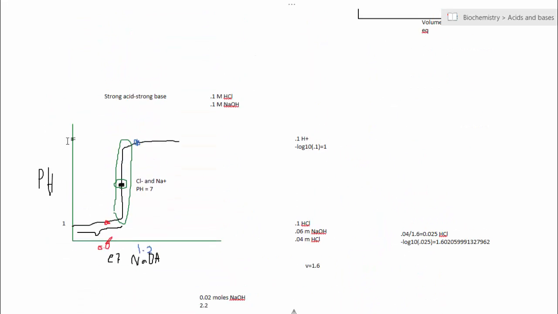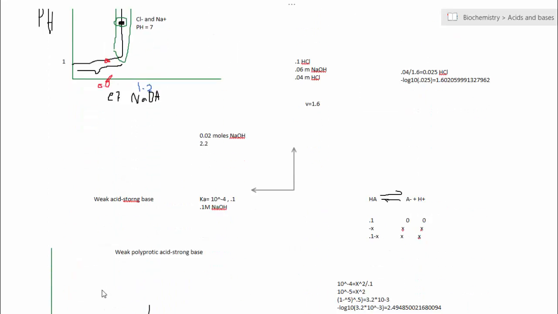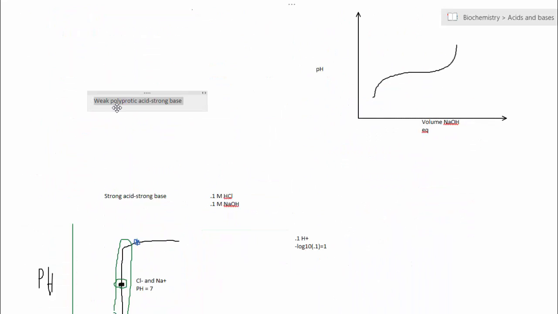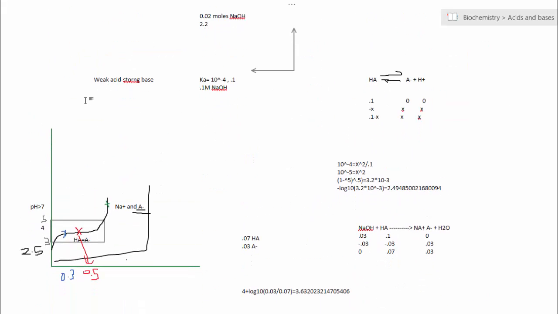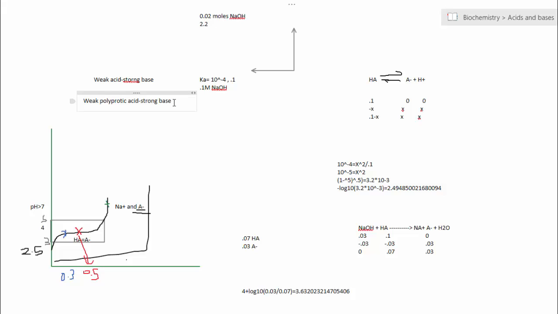Okay, and now to the final one, which is titrating a weak polyprotic acid with a strong base. It is similar to this, so I will continue drawing here. The difference is that we are dealing with an H2A. It can lose 2 protons, not 1, or 3 or 4 or 5. I'll draw here the 2 protons, and more protons, more repetition. So it is repeating this part like this.